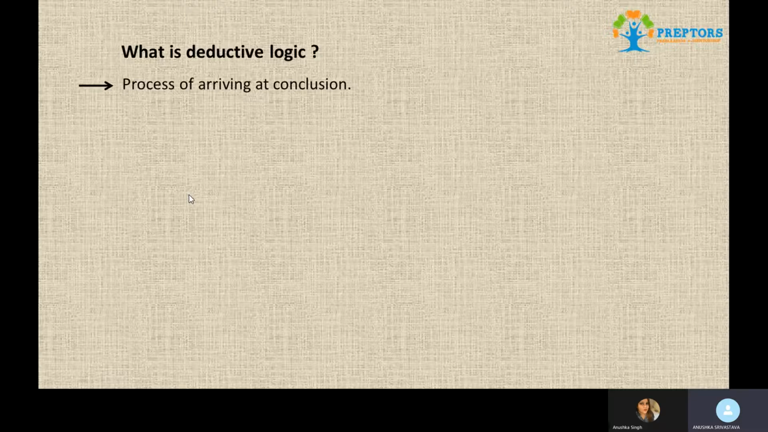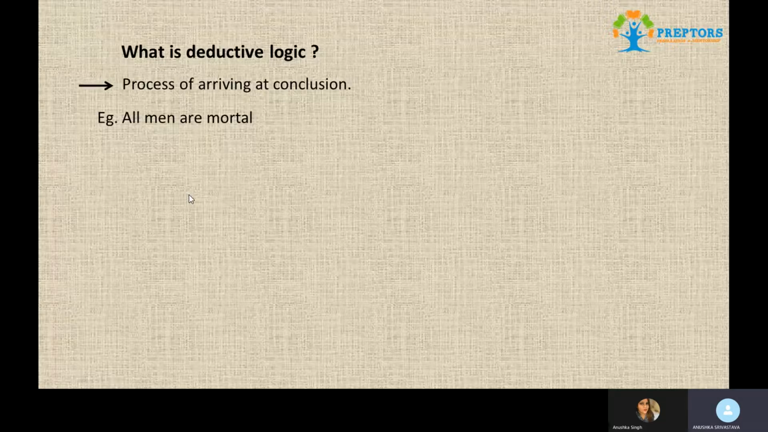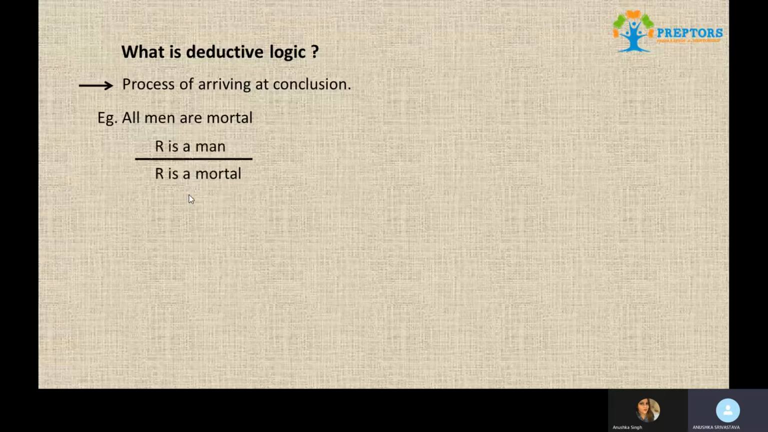So what is deductive logic or what is syllogisms? It is the process of arriving at conclusions. When I say all men are mortal, this is my major premise, which is my major data statement. And after that, I say R is a man, which is my minor data statement. So all men are mortal is my major data statement. R is a man is my minor data statement. From my major and minor premise, I can conclude that R is mortal.